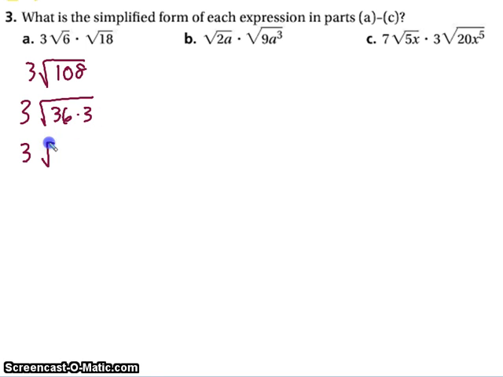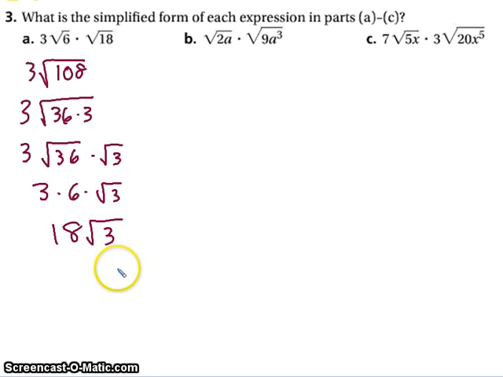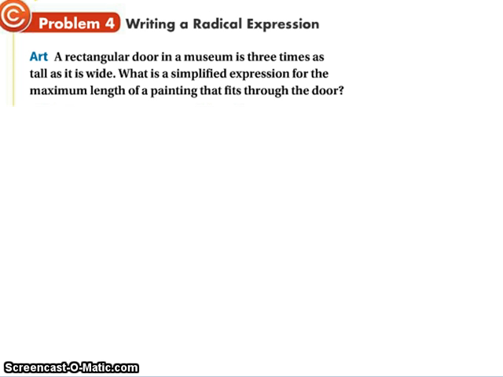So that's 3 square root 36 times the square root of 3. So 36 is 6. So 3 times 6 times root 3. So I get 18 square root 3, right, is my solution to that question. Try those 2 on your own.